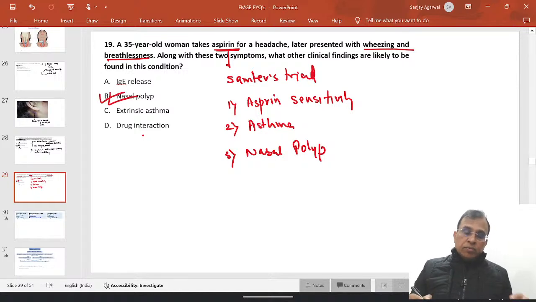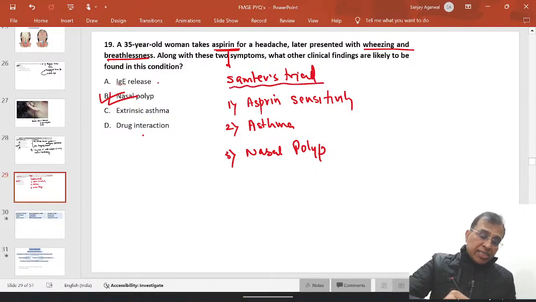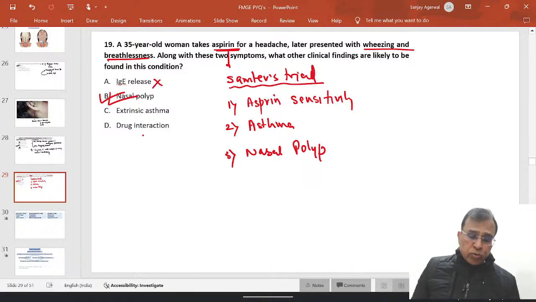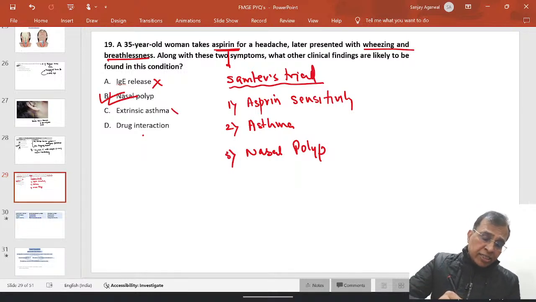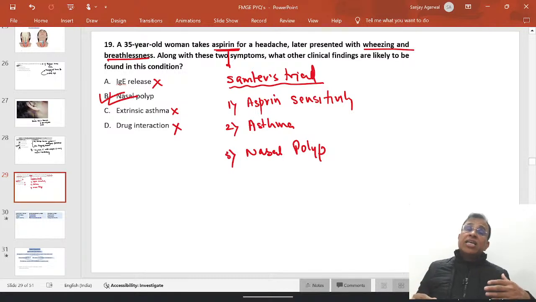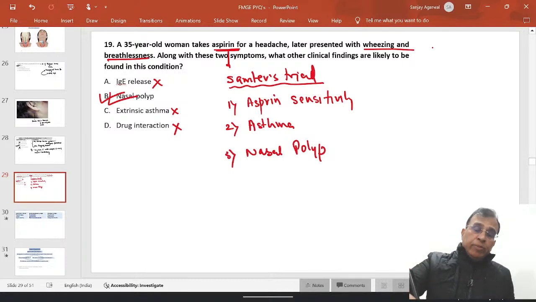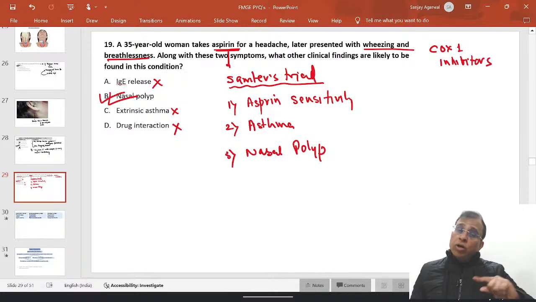Nasal polyp. Now, although in Samter's triad the patient has sensitivity to aspirin and begins to have asthma-like symptoms, it is not an allergic disease. There is no allergy in this, and that's why it is not IgE. There is no IgE release in this patient. It's not an extrinsic asthma; it's an intrinsic asthma, and there is no drug interaction. There is no interaction between two drugs. The patient is sensitive not only to aspirin but to all other COX-1 inhibitors like brufen and other drugs.